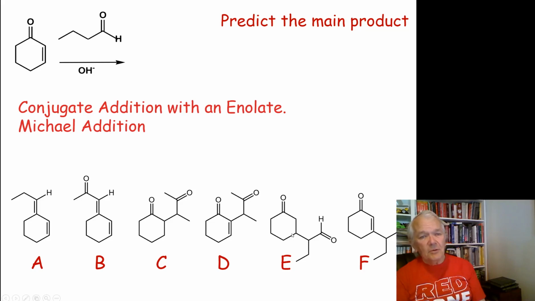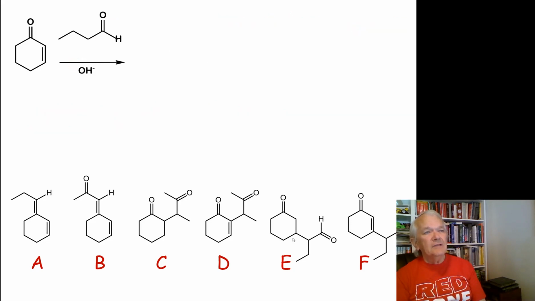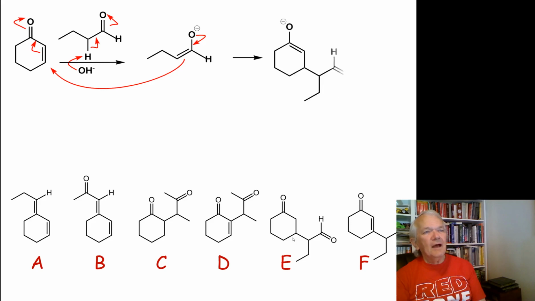Which one is it? The one with the double bond or without? Well, of course, it's without, because when we do the conjugate addition, we're going to get rid of the double bond. So we're going to start by forming the enolate. It's going to form, run over, and attack the double bond. We're going to go to this enolate, and then we add some water, and we'll go to E. So that's conjugate addition using an enolate.